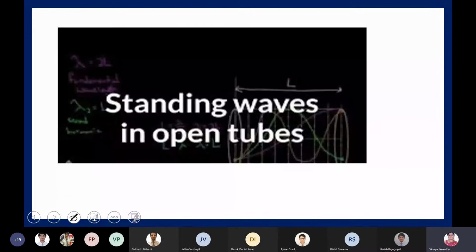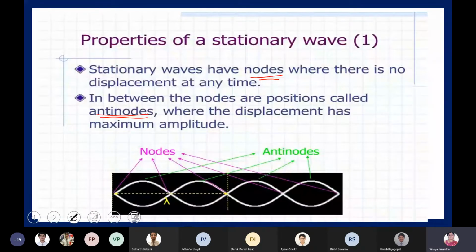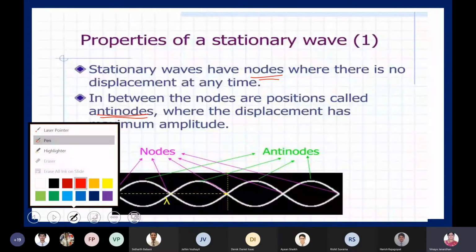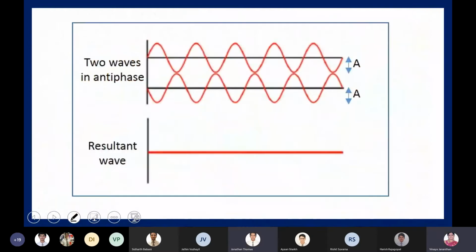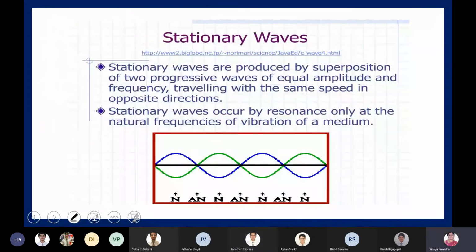Ma'am, can you explain the second point in that slide? Between two nodes. Stationary waves occur by resonance only at natural frequencies. Okay. Suppose I have a wave.